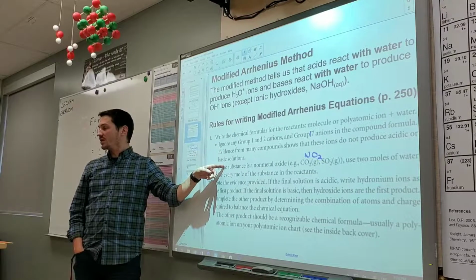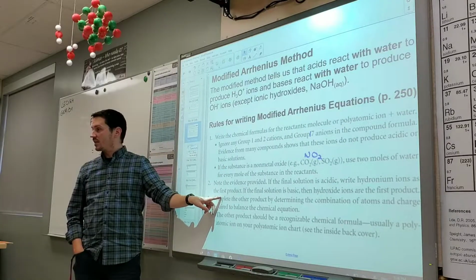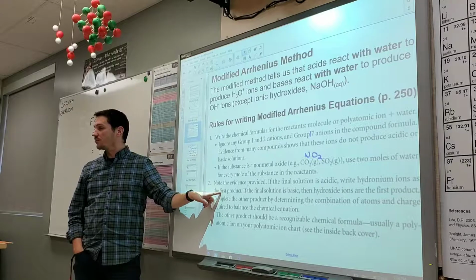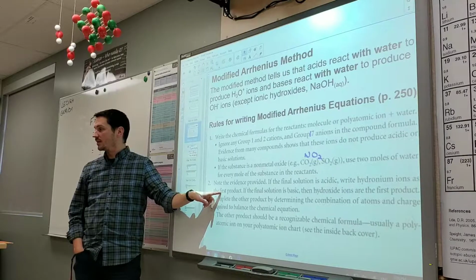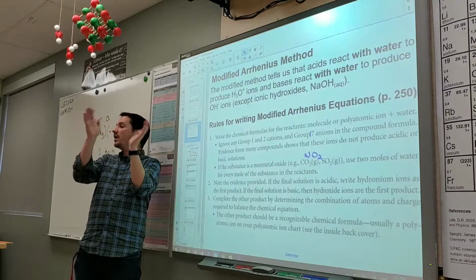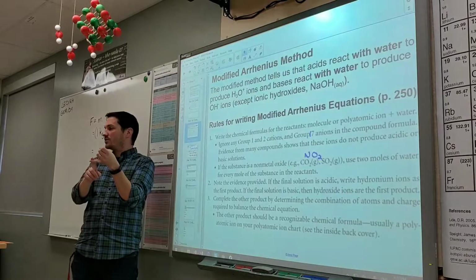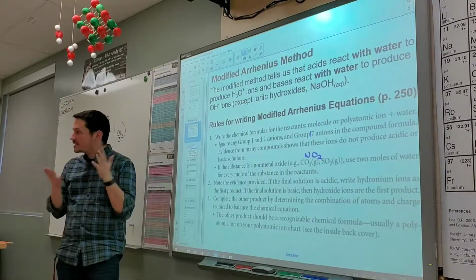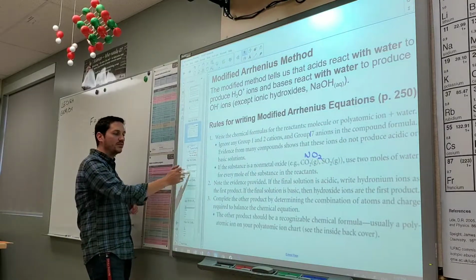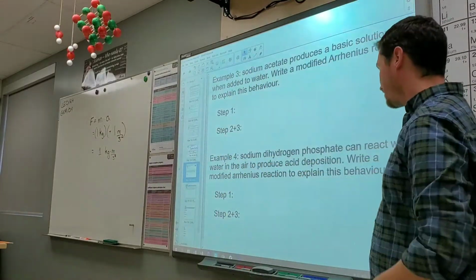If it's a non-metal oxide, react it with 2 waters, right? Then, if it's acidic, what's the first product you should have? H3O plus. What's the first product if it's basic? OH minus, right? And then the other product is all the other elements added up, because you have to observe the law of conservation of mass and law of conservation of charge. That's it. Those are the only 3 steps involved here. So we're definitely going to do one more.